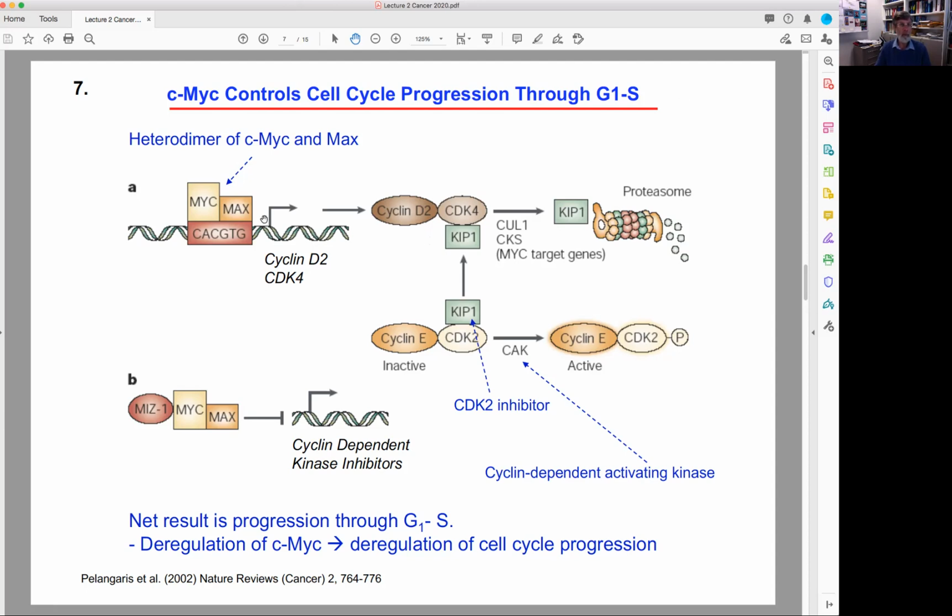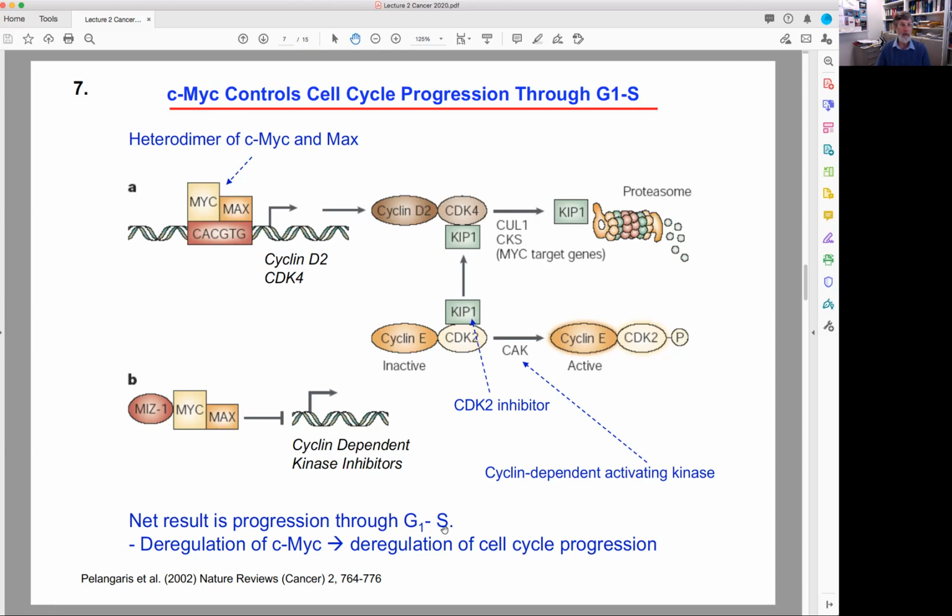So MYC does something else as well, again acting as a transcription factor along with MAX and another transcription factor, MIS1. It negatively regulates, or downregulates, the transcription of genes encoding cyclin-dependent kinase inhibitors. So these are other inhibitors besides this one. So you have less cyclin-dependent kinase inhibitors present, as well as more of the active cyclin E CDK2 complex present. So anyway, the net result is progression through G1/S.